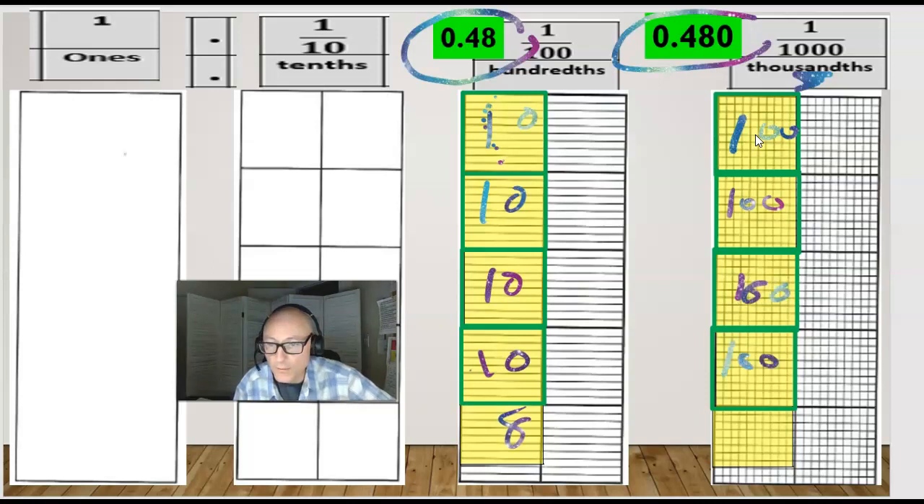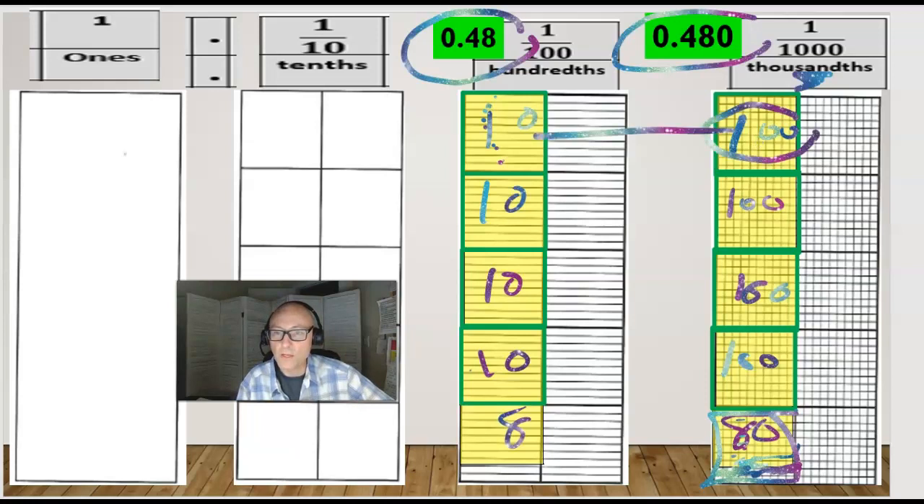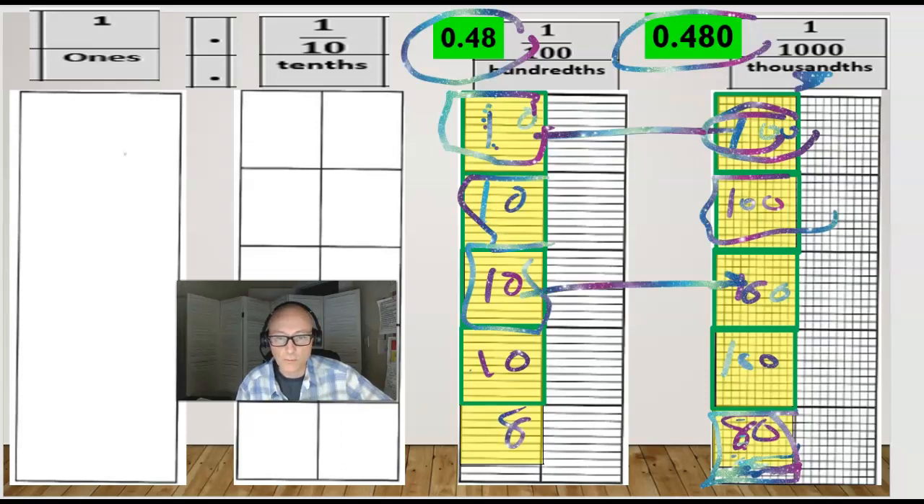Another 100 thousandths. And then how many are here? 80. You can count them if you want. You can trust me. There's 10, 20, 30, 40, 50, 60, 70, 80, which is really 100 minus the 20 down here. So you can see it's equivalent. 100 thousandths is the same thing as 10 hundredths. Or you could say 10 hundredths is the same thing as 100 thousandths. Right? Okay.